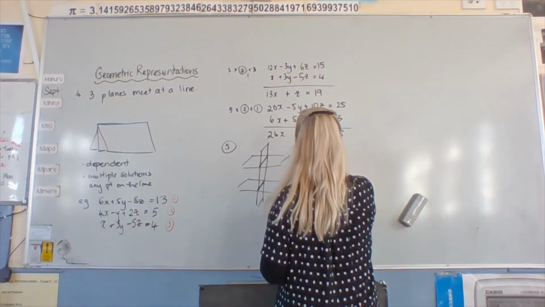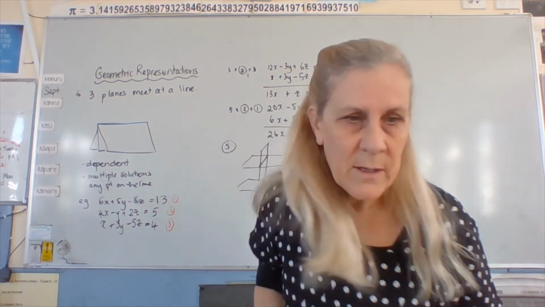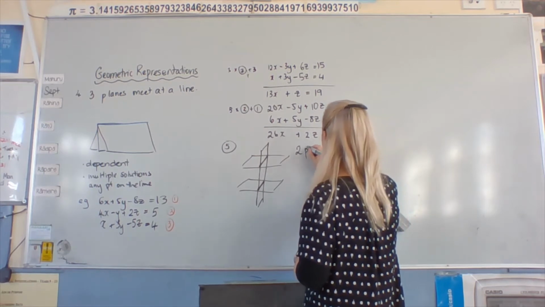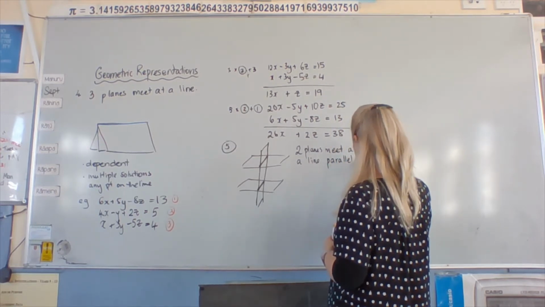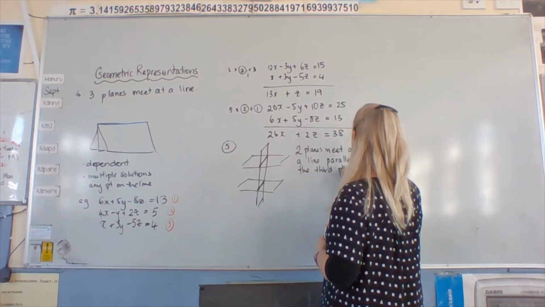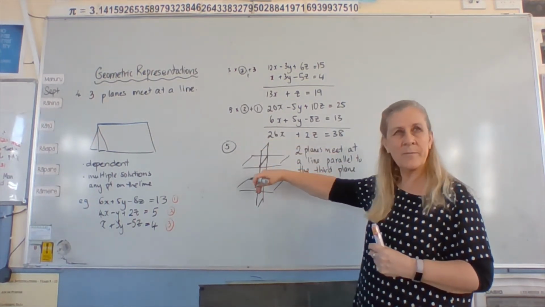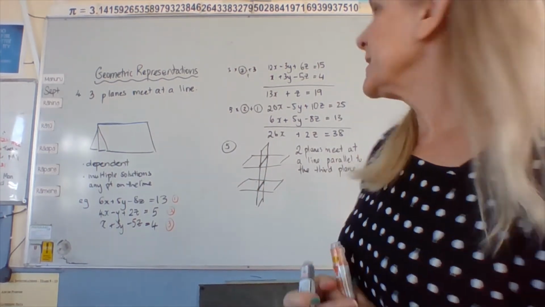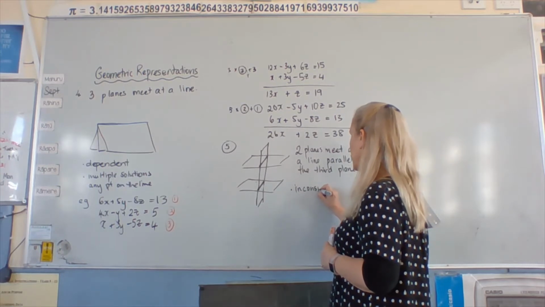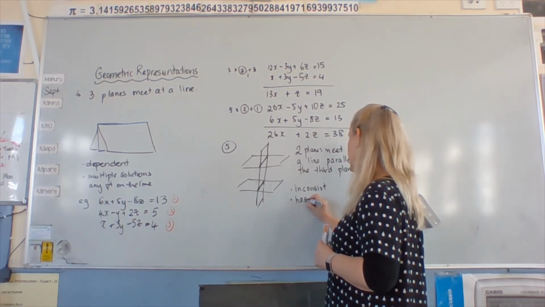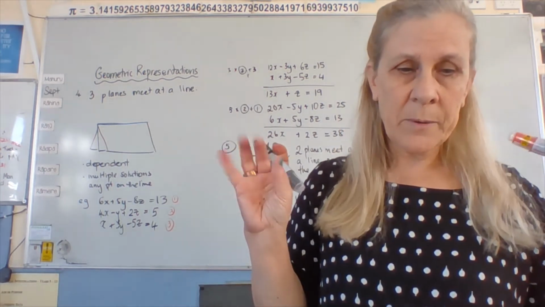2 planes meet at a line parallel to the other plane. So 2 planes meet at a line, which is that line is parallel with that plane. Because there isn't anything in common to all 3 planes, this is inconsistent, and therefore it has no solutions. Again, you'll put this in your calculator, and your calculator will go, no answer.